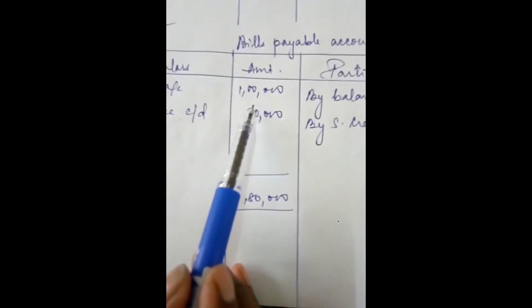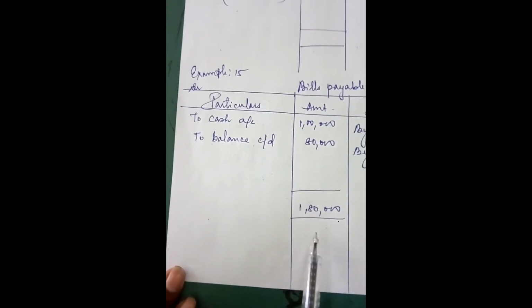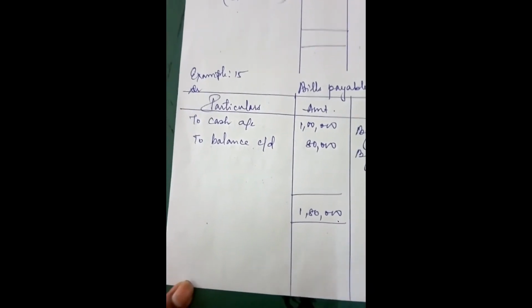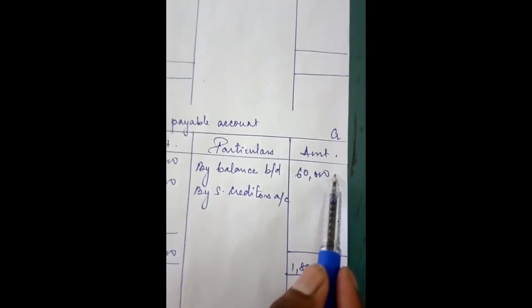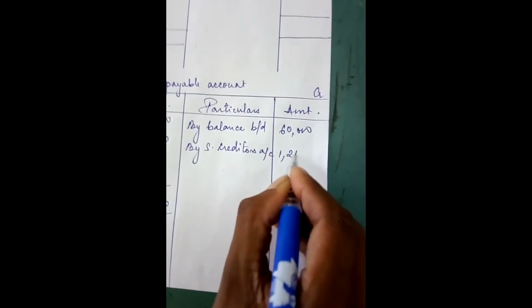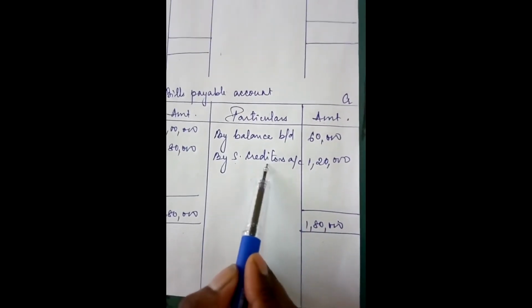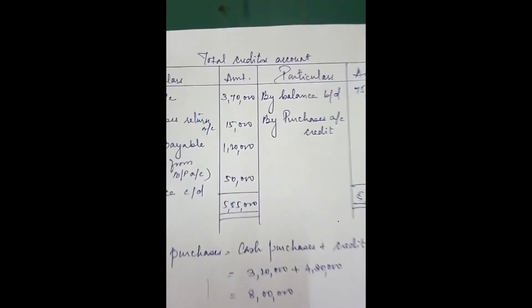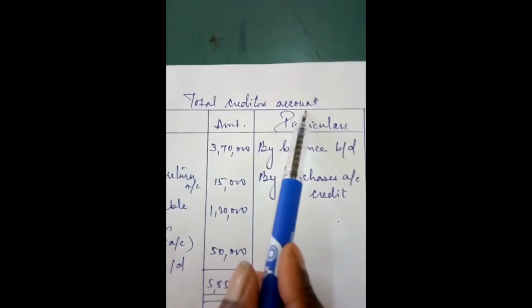So we add up the debit side and we get 1,80,000, which is the greater amount. This 1,80,000 is put over here as a total, and then from this 1,80,000 you minus 60,000 and we get 1,20,000. This is by sundry creditors account. After preparing bills payable account, we have to prepare total creditors account.